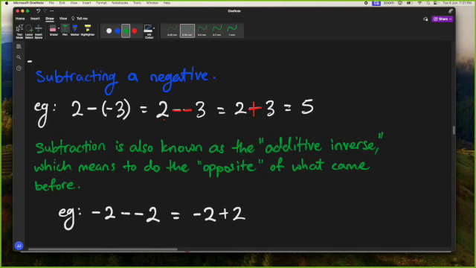Subtraction is also known as the additive inverse. This is just why. You could learn the rule that when you see two minuses together like that, a minus and a minus is a plus. That's just a rule you had to know. But I want my students to know why. Because everybody knows the rule, but nobody knows why. And why is because subtraction is also known as the additive inverse.